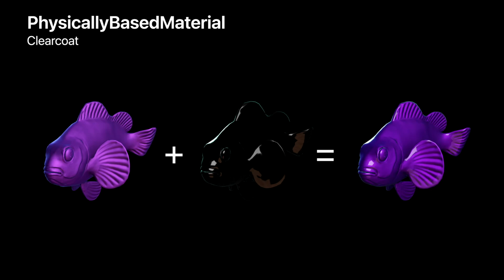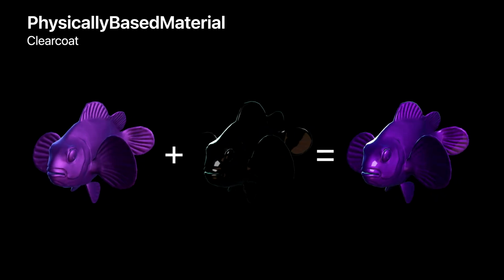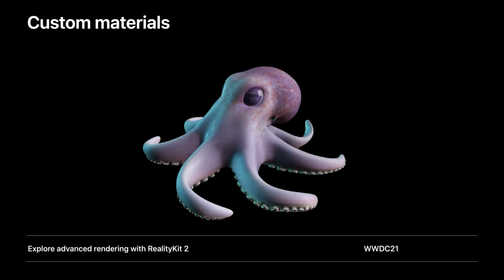And there's many other properties available on the type physically based material. We also added a new type called custom material to make materials using your own Metal code. This is what we use to make the color transition effect on this octopus model. We will explain this shader and custom materials in the second talk about rendering.